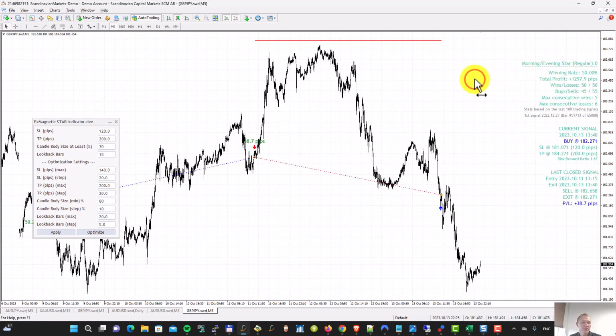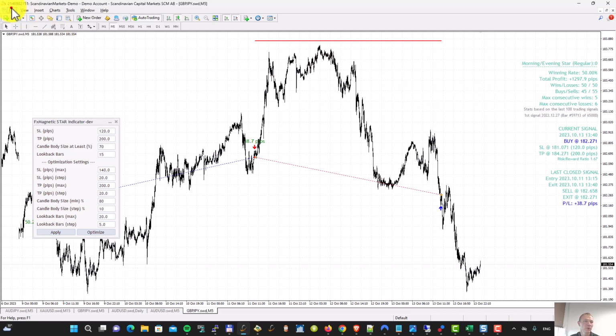So from now on, there's a really high chance that if you continue using these settings, you will get similar results. And if not, you just readjust, do the fine tuning again after like 10 or 15 trades if you see that the performance is declining. Yeah, that's how it works. And you can try this on as many pairs as you want.